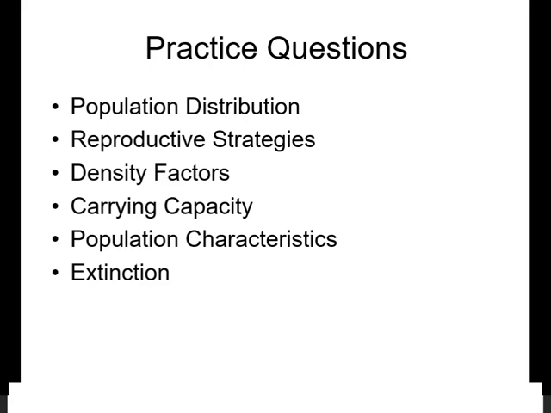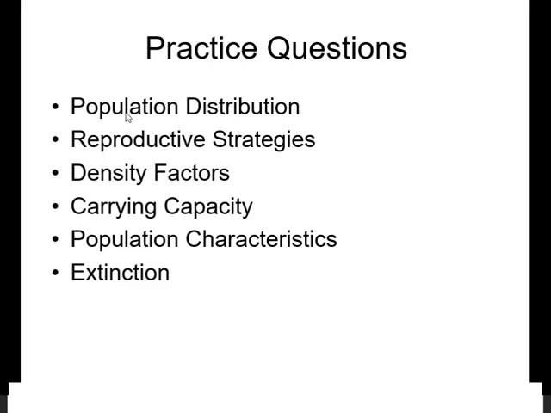So I found eventually that if I combined the two, I could do a variety of different questions. On part one, which is the original Lecture 18, you have pretty much four questions based upon all these concepts that you see right here. These six concepts: the three different types of population distribution, the reproductive strategies, the density factors, carrying capacity, population characteristics, and extinction are all grouped together into four different questions.